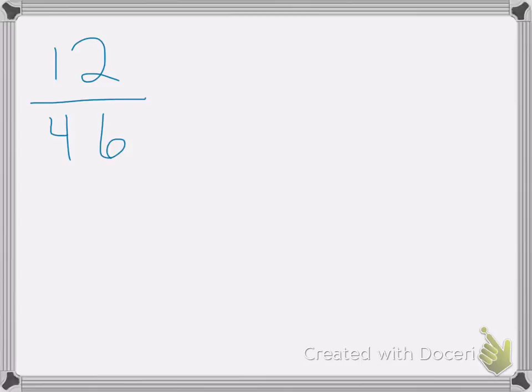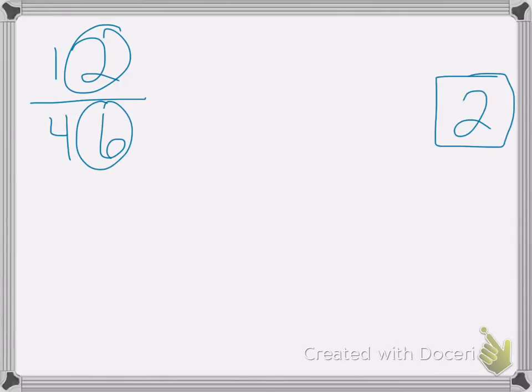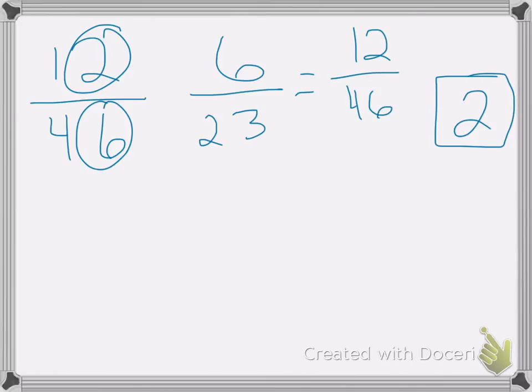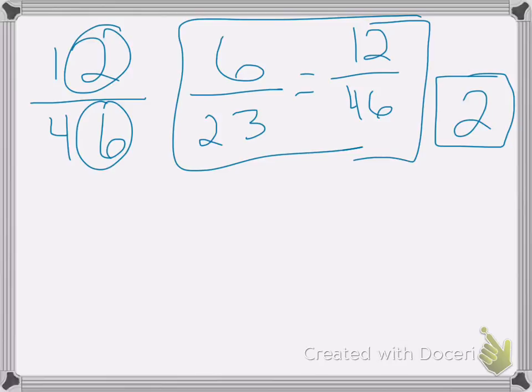Now we've got 12 over 46. In this case, it ends in an even number, so I know for sure 2 can go into it. That's where I'm going to start. 2 goes into 12, 6 times. 2 goes into 46. Well, 2 goes into 4, 2 times, and 2 goes into 6, 3 times. So we've got 6 over 23. And I don't believe anything goes into 23, so that's where we stop when we simplify. So 6/23 is the same thing as 12 over 46. We can see that all we do there is multiply by 2 to get to those.